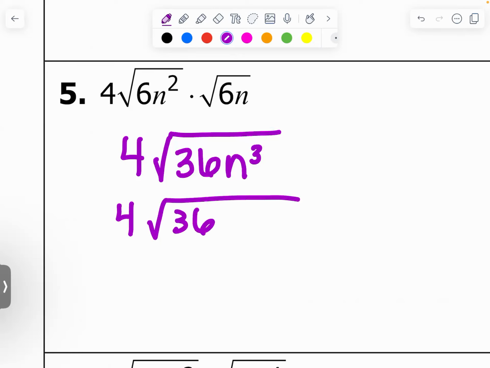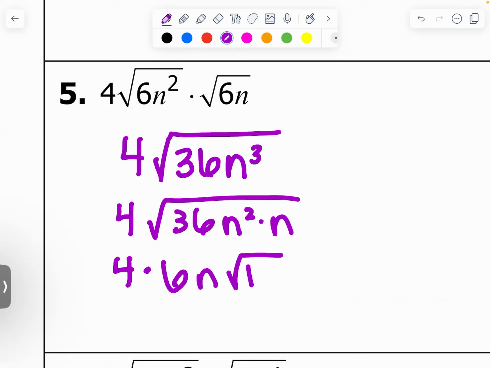Okay, now, when we talk about those variables, if it's an odd number, we need to split it apart. Okay, what is the square root of 36? What about the square root of n squared? And then left underneath is our lonely n. So we have 24n square root of n.